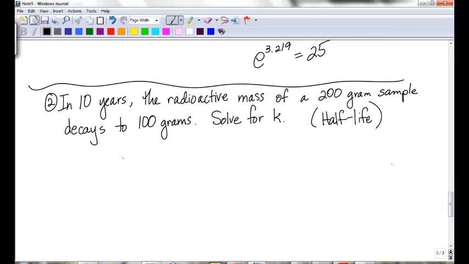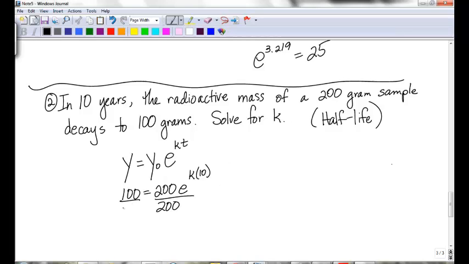Okay, so same formula, y equals y sub 0 e to the kt power. 100 is what we ended with. We started with 200. K we don't know, and it was 10 years. Okay, so divide by 200. So we're basically down to 0.5 equals e to the 10k power. Solve that for me. Solve for k.